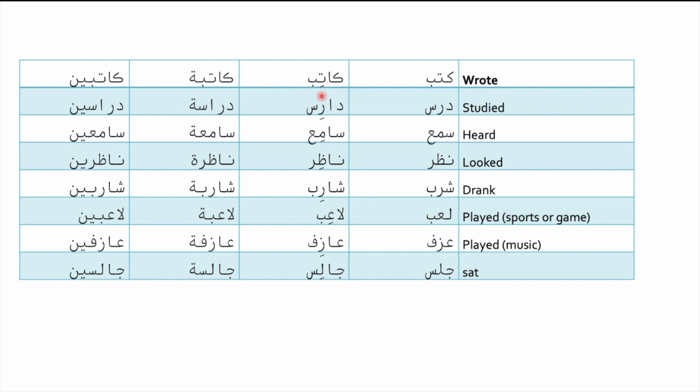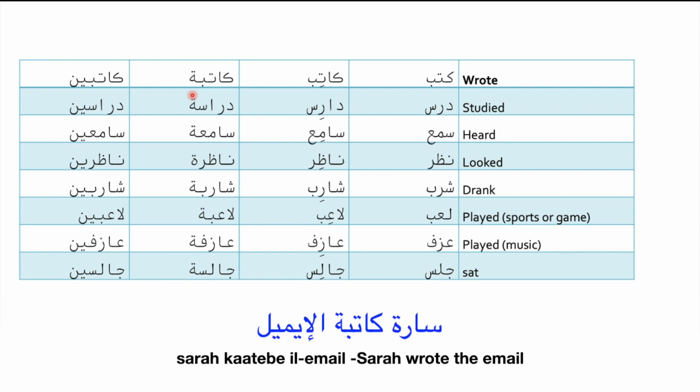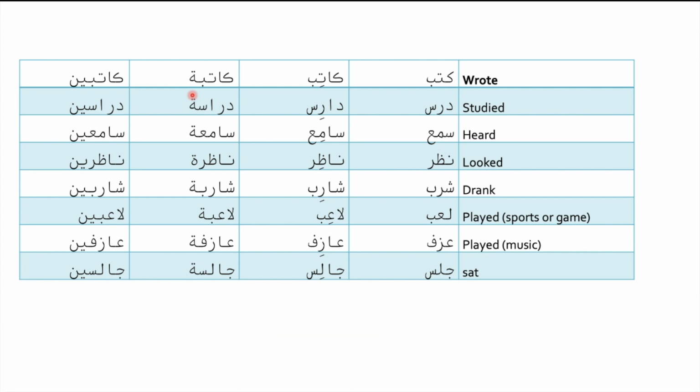If you want to use the feminine, all you need to do is add the feminine case to the end of the masculine active participle. So you could say Sara katbe el-email. Sarah wrote the email, or Sarah writes the email.